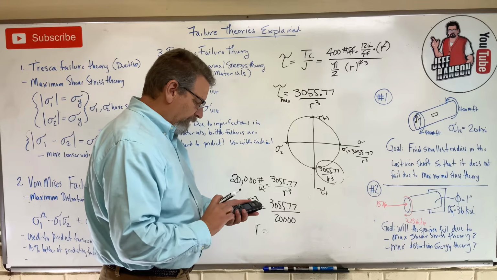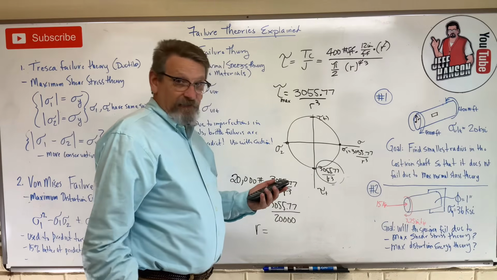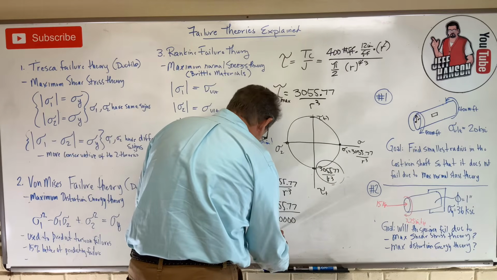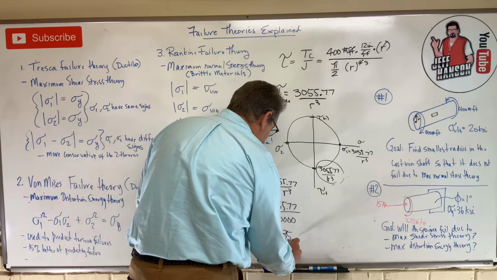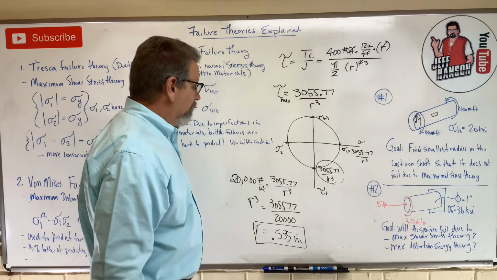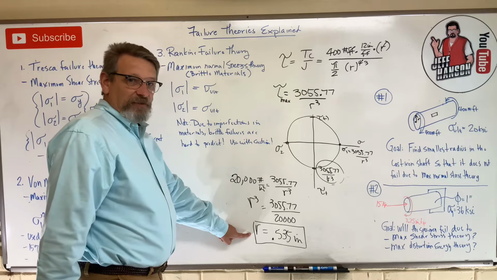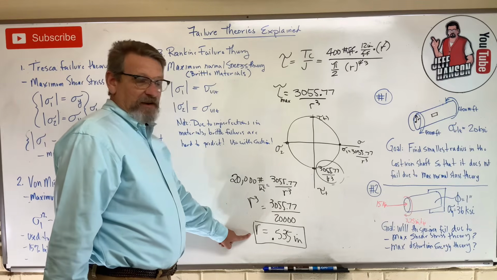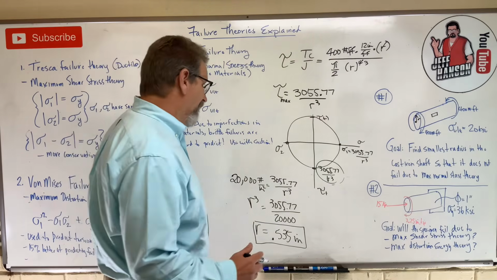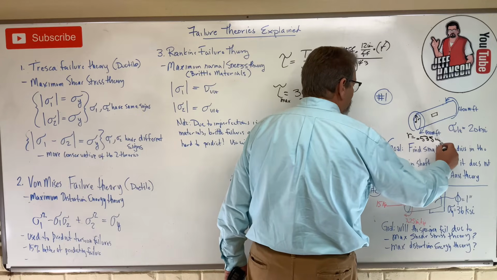So r is equal to 20,000, and then the cube root. I forgot how to put that in my calculator, but I figured it out. And r is equal to 0.535 inches. There you go. So for that not to fail, it needs to be at least 0.535 inches or bigger. It can be bigger than that, but that's as small as it could be. So that's the answer to number 1. Number 1, r equals 0.535 inches.